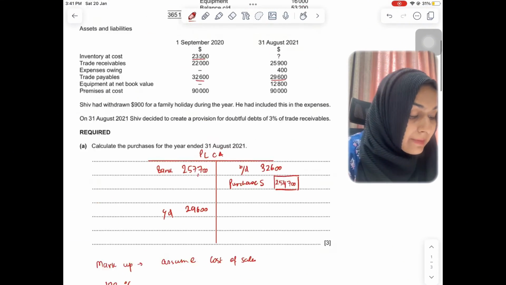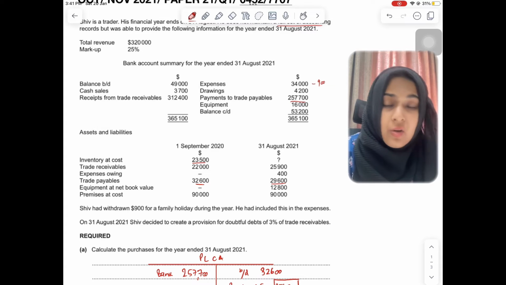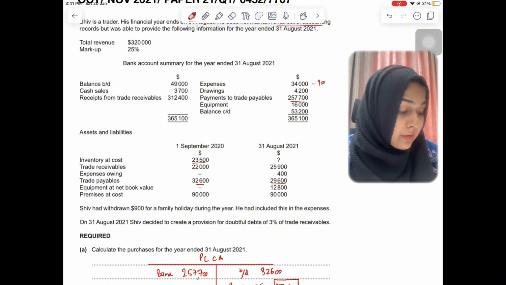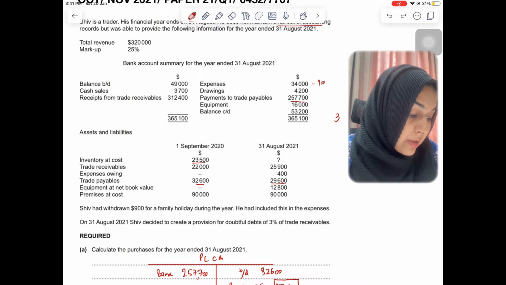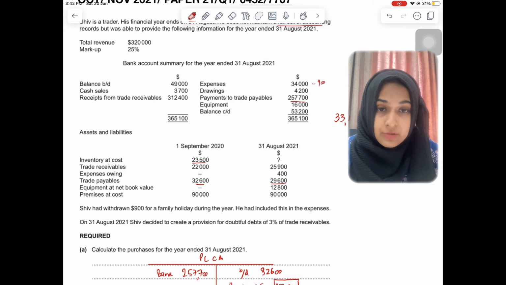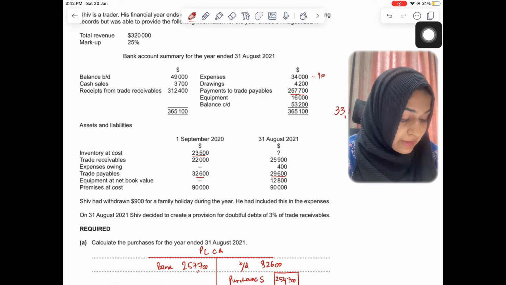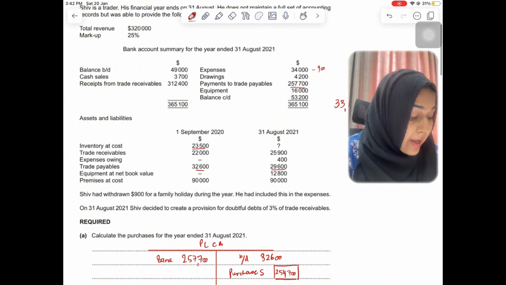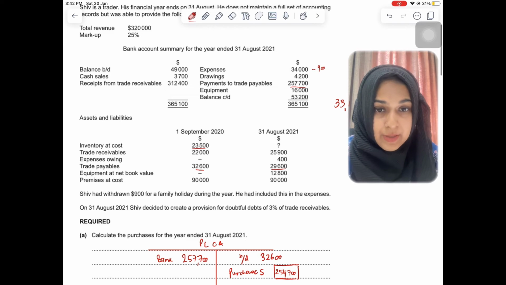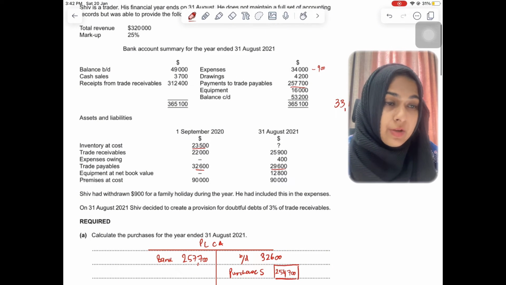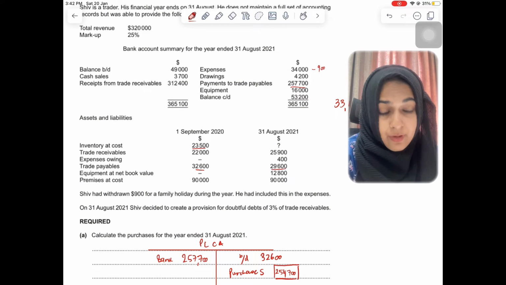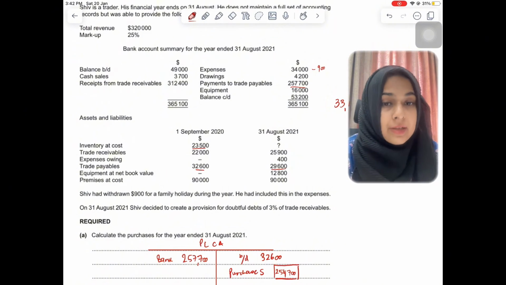Now here we have expenses. All the expenses that were paid was 33,100. That is the expenses that we have paid, because 34,000 is the total that they have paid, but 900 was Shiv's personal expense, which was for his family holiday during the year, and that should not be included in the business expense. It should be treated as drawings, because when the owner undertakes any personal expenses from the business bank account, we should treat it as drawings.